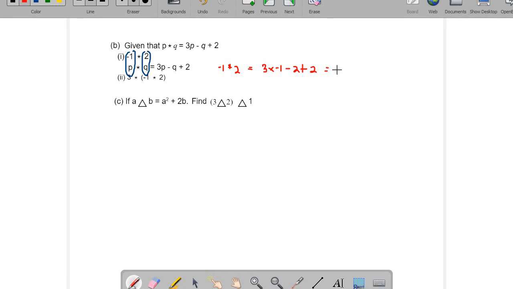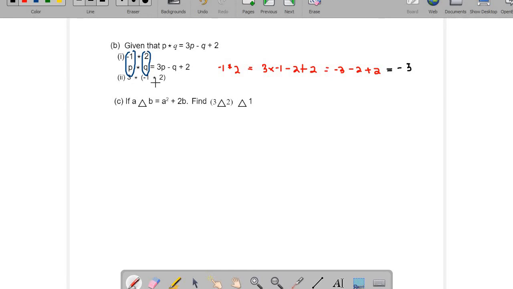We're going to multiply first, so that's -3 minus 2 plus 2. Since we're only left with addition and subtraction, it doesn't matter which one we do first. So -3 minus 2 is going to give us -5, and -5 plus 2 would give you -3.